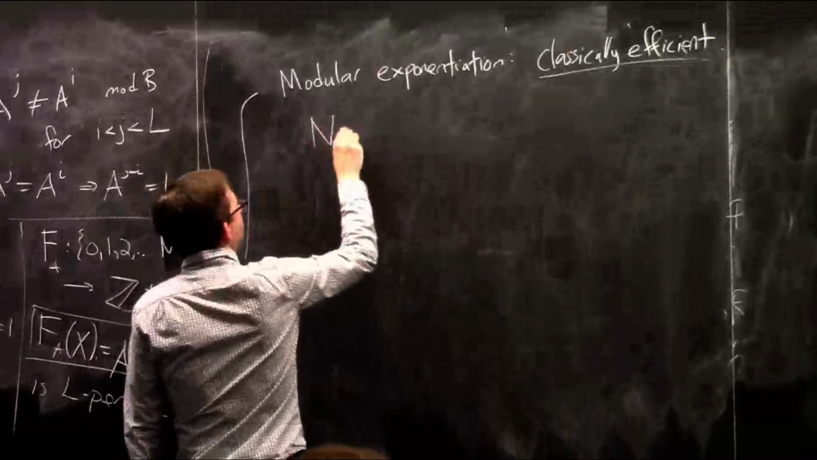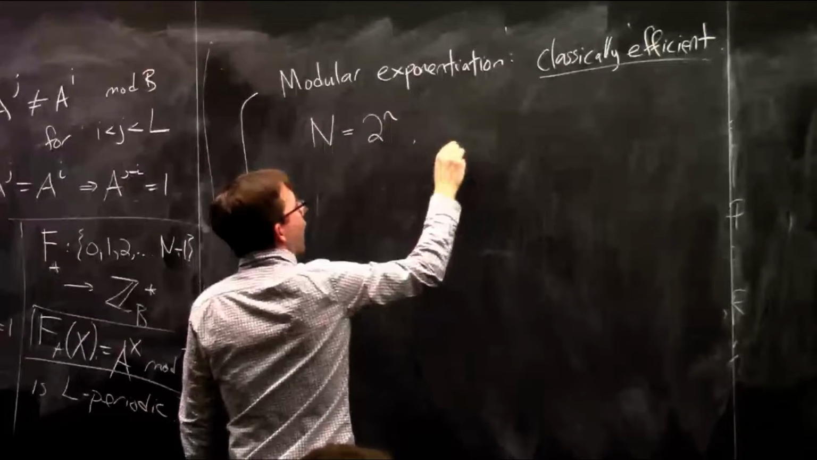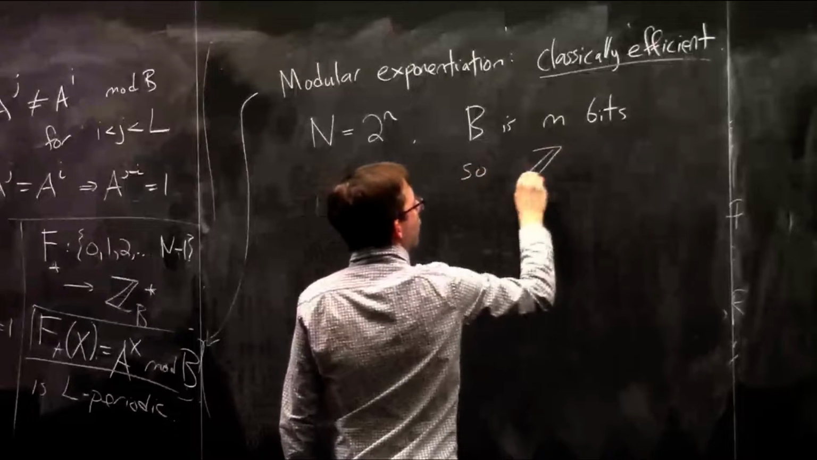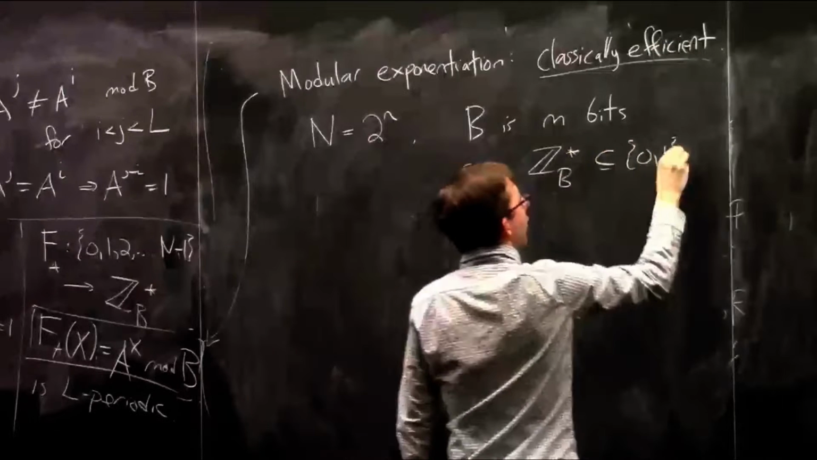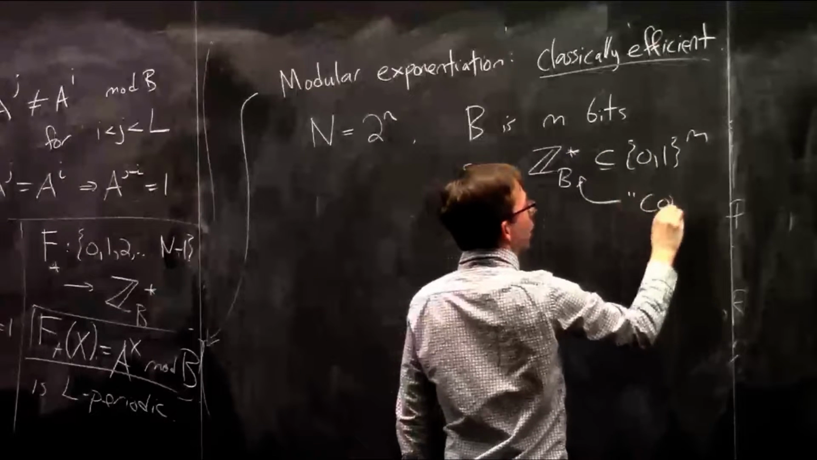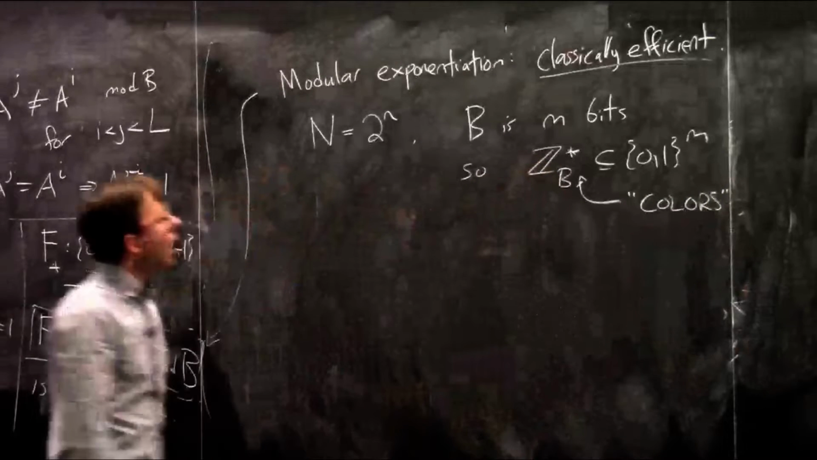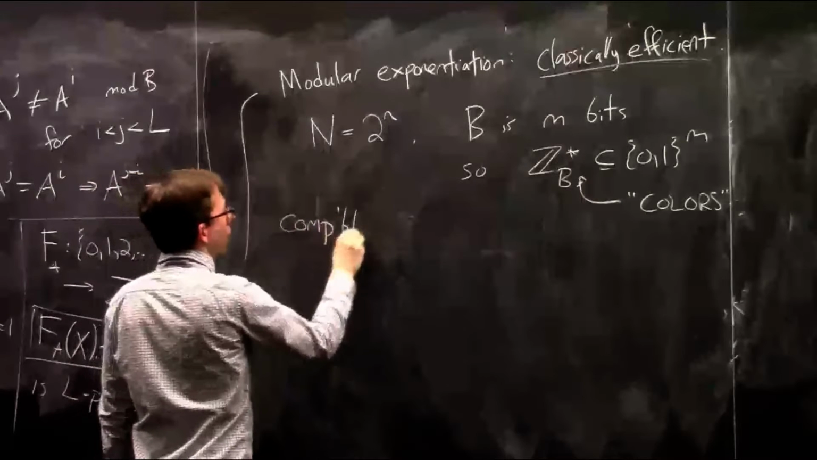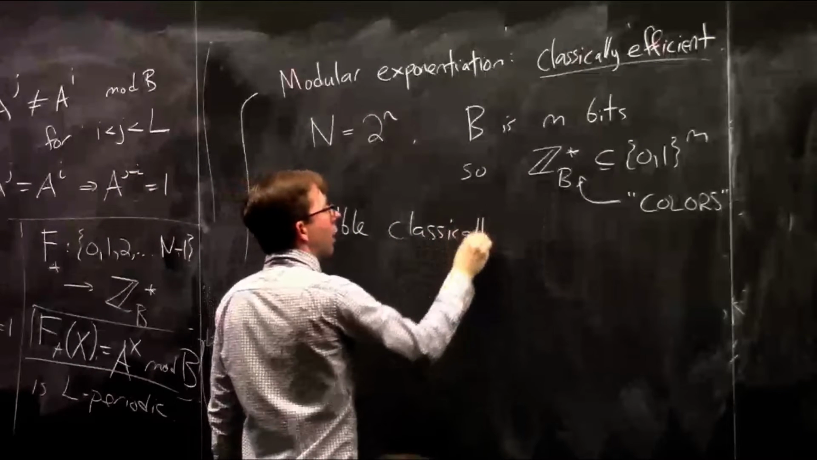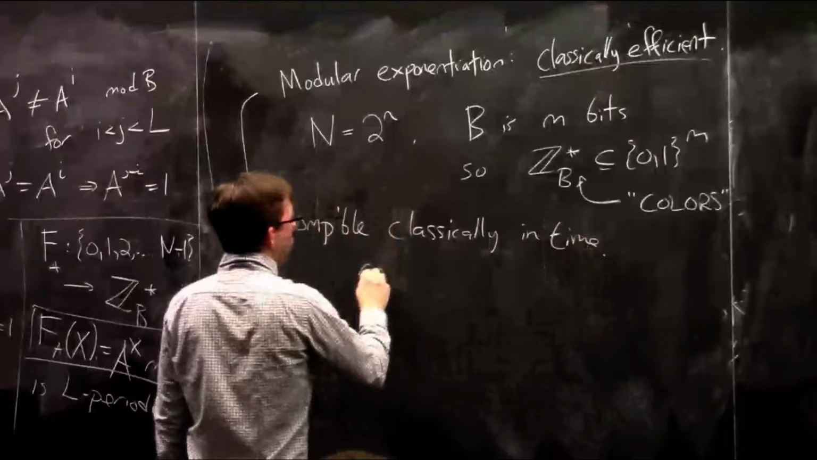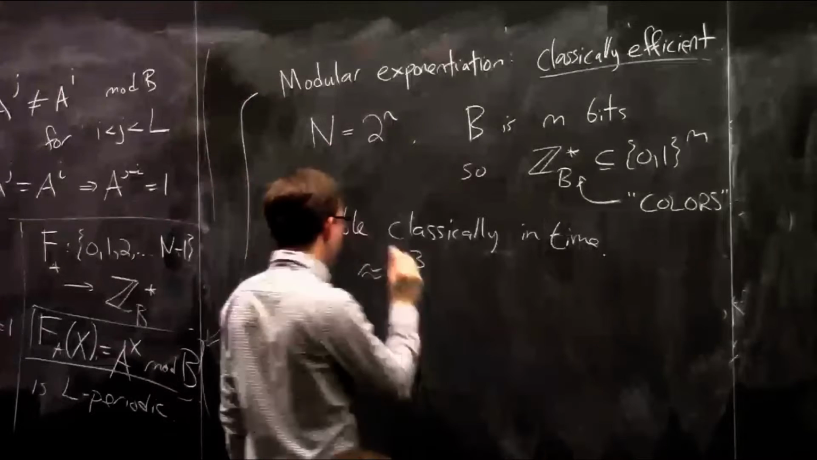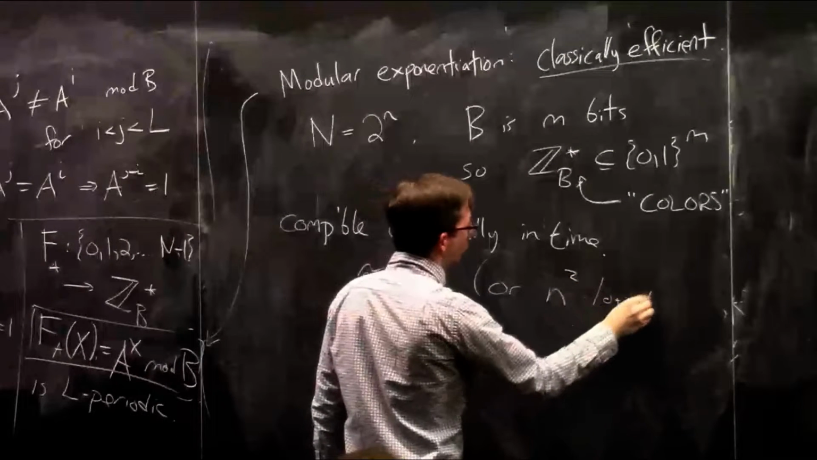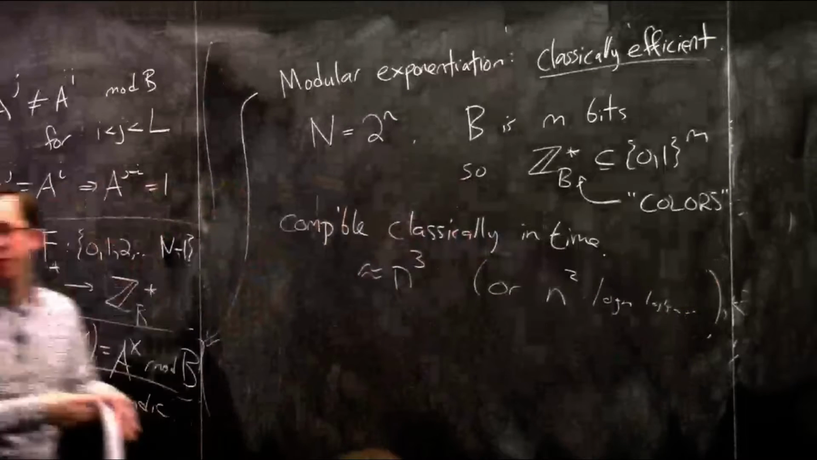And again, if N is 2 to the little n, and b is m bits, so the integers mod b are a subset of {0,1}^m. And this is the thing that's like colors, if you will. You can compute this classically in time something like m cubed if you're not too sophisticated. And if you are sophisticated, maybe something like m squared log m log log m, if you use some sophisticated fast multiplication algorithm.